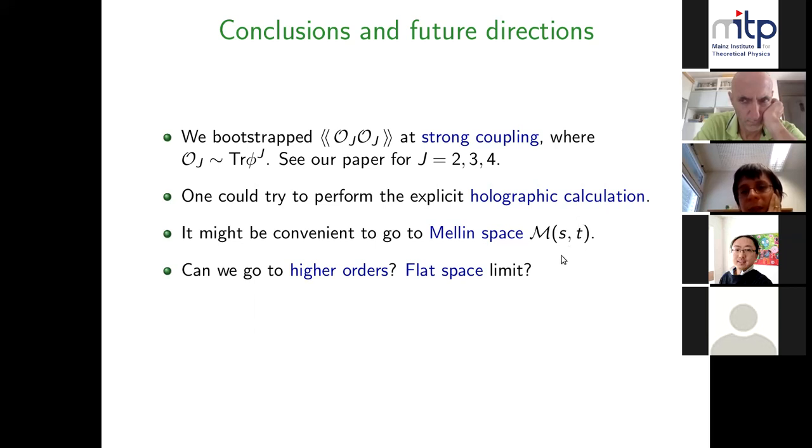So when you consider this type of correlators without defects, the flat space limit puts strong constraints on the Mellin amplitudes. Is there an analogue of the flat space limit in our defect setup? And could we use it, for example, to put constraints on our amplitudes?